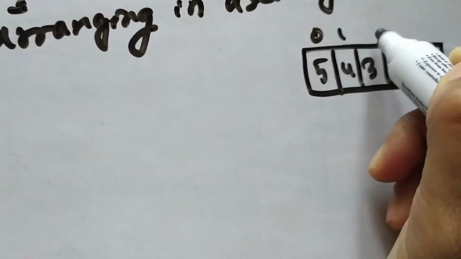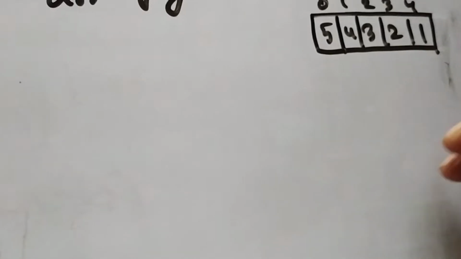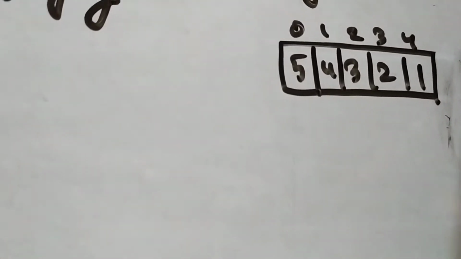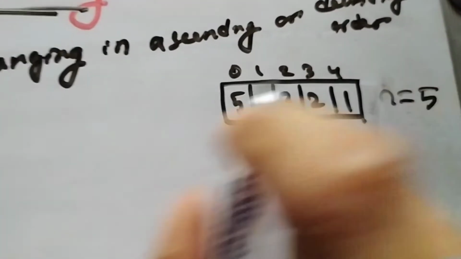5, 4, 3, 2, 1, and the index numbers are 0, 1, 2, 3, 4. This is the index number. Now the total number of elements in this array is 5. There are 5 elements in this array. So the logic will be here.